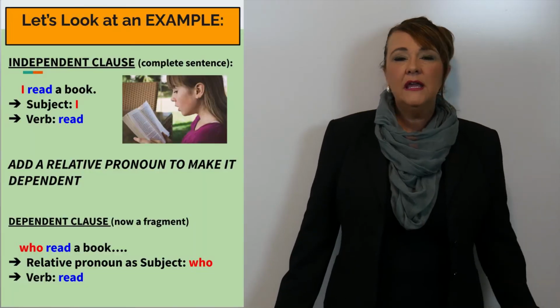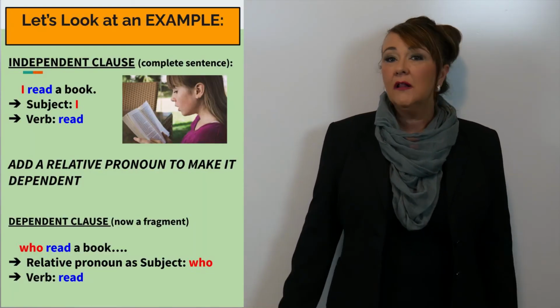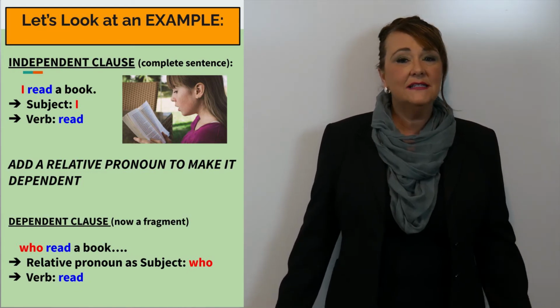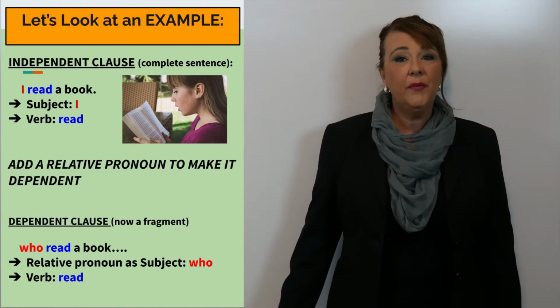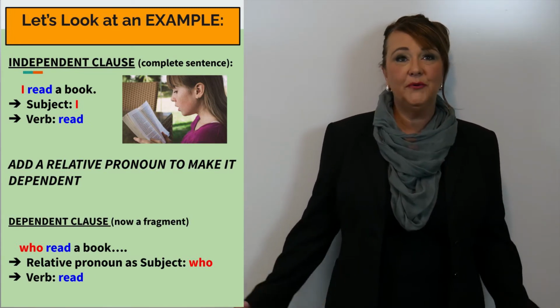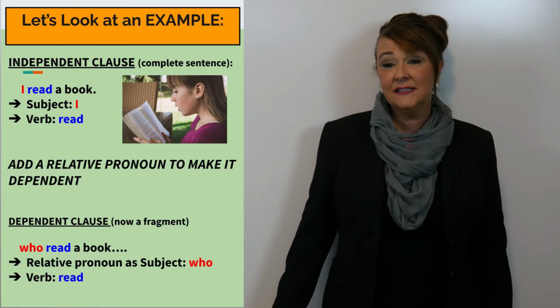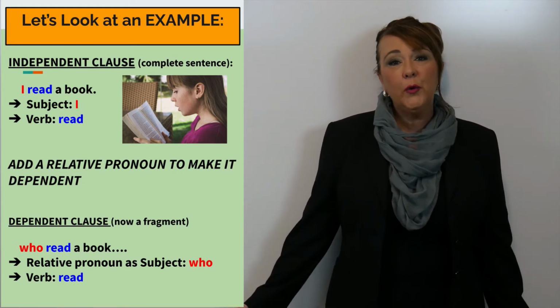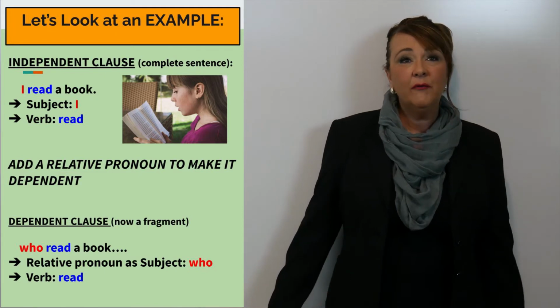Let's look at some examples. Here we see an independent clause or a simple sentence. It says, "I read a book." That is an independent clause. It's a simple sentence. It has the subject, I, and it has a verb, read. I read a book.